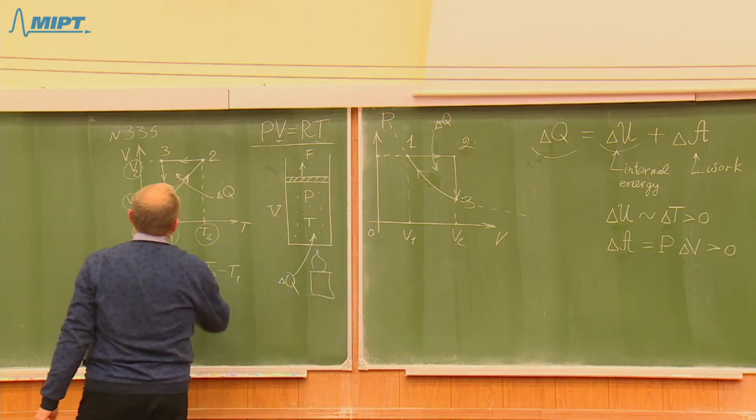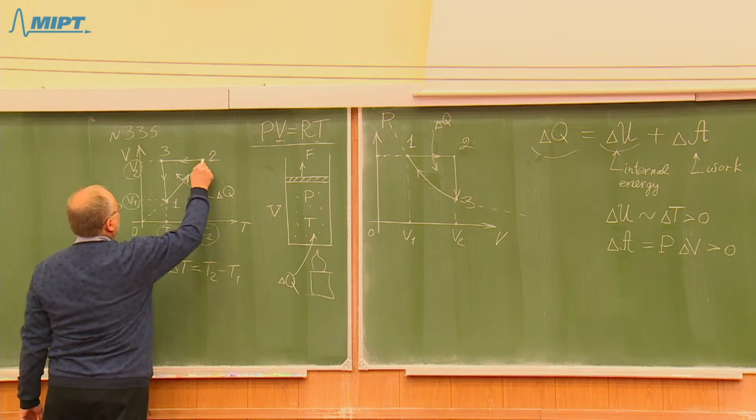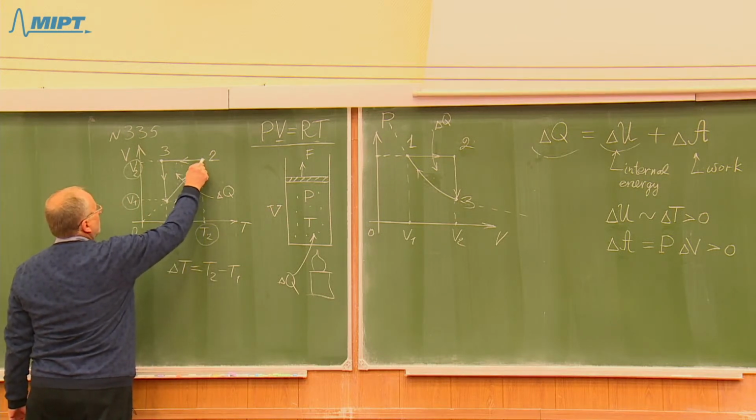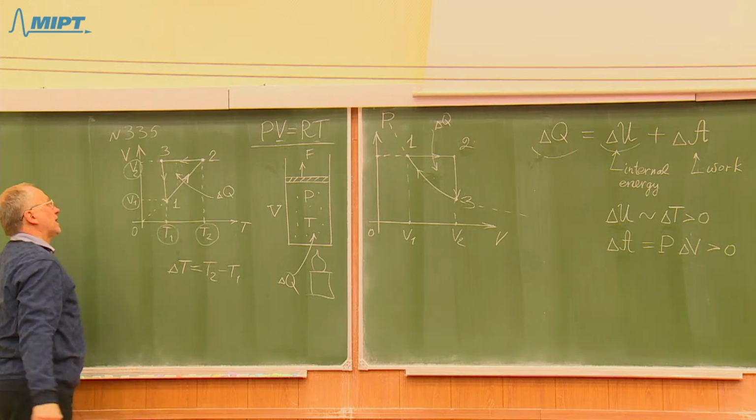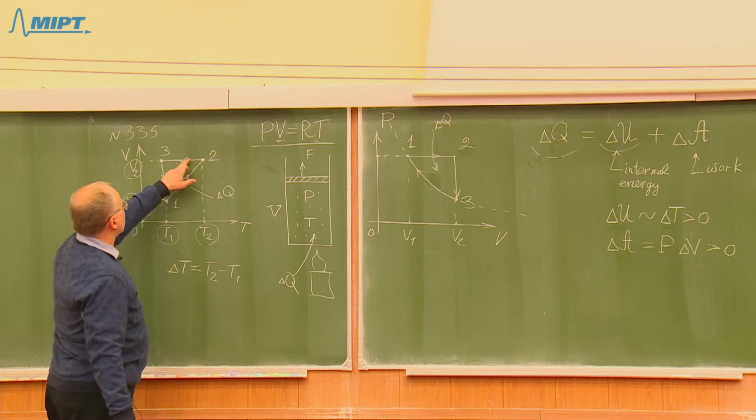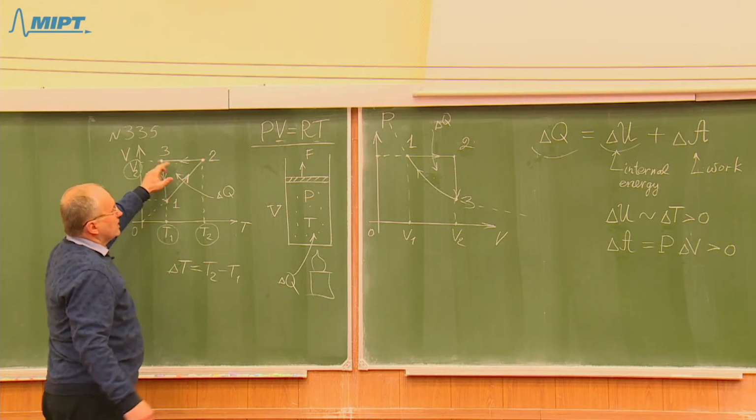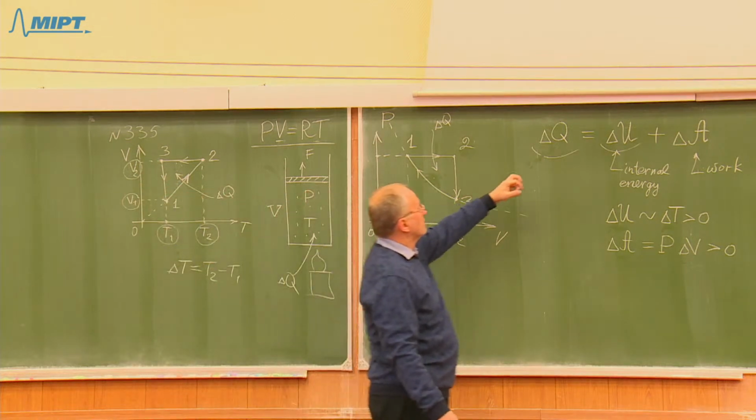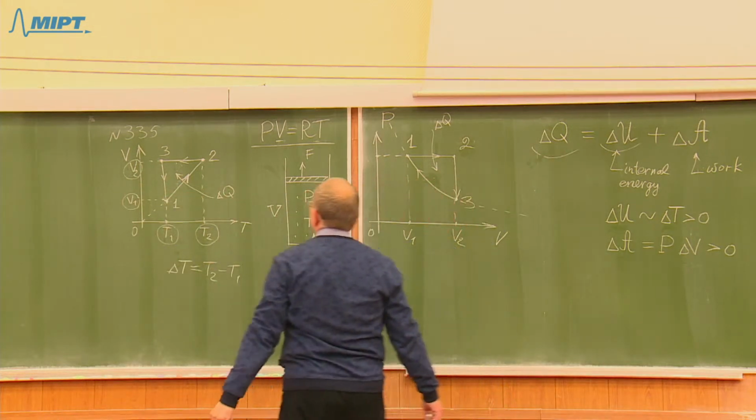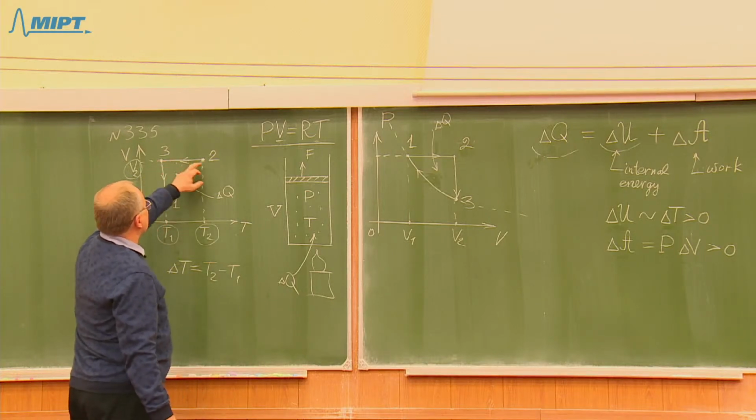What happens during other sections of the same process? For example, when the gas state changes from point 2 to point 3, and the gas goes along this process, what happens here? We need to analyze the energy balance equation for this process.